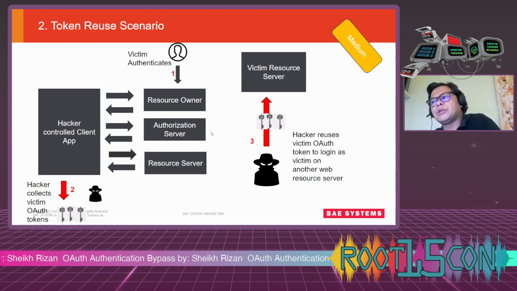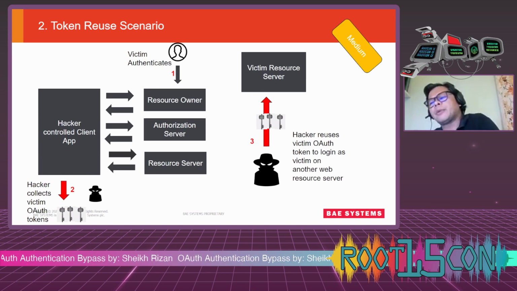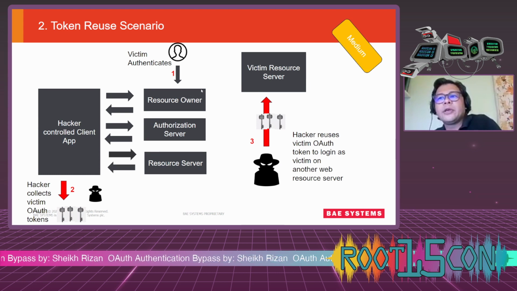So for example, if you'd like to go to O'Reilly.com and log in using OAuth, and O'Reilly.com happened to be a compromised website owned by a hacker, he would just happily collect all the keys, the access tokens that get passed from the victim, into his tiny little database here. And as long as that key is valid, he will be able to reuse that key on another resource server, in this case, abc.com.